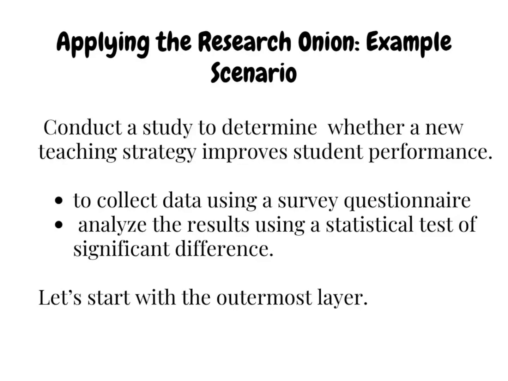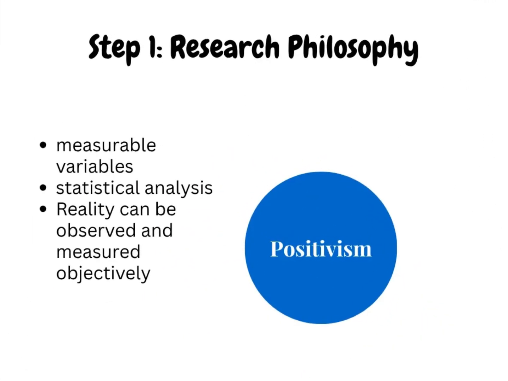Let's start with the outermost layer. The first layer of the research onion is research philosophy. In this example, the appropriate philosophy is positivism. Why? Because the study focuses on measurable variables. The researcher collects numerical data and uses statistical analysis to determine whether there is a significant difference between groups. Positivist research assumes that reality can be observed and measured objectively. Since this study uses quantitative data and statistical testing, positivism is the most appropriate philosophical foundation.